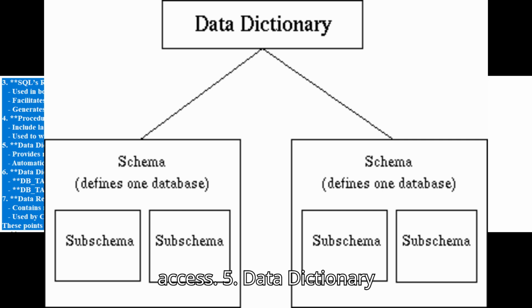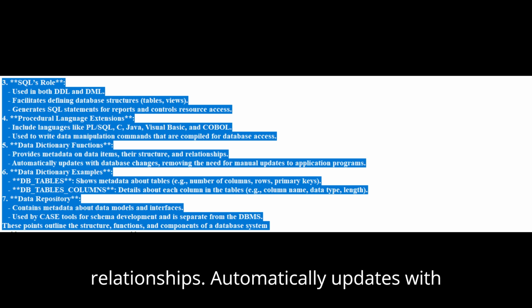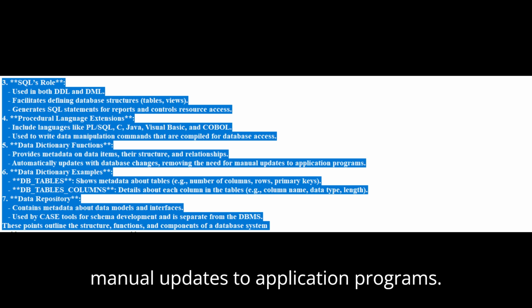5. Data dictionary functions. Provides metadata on data items, their structure, and relationships. Automatically updates with database changes, removing the need for manual updates to application programs.